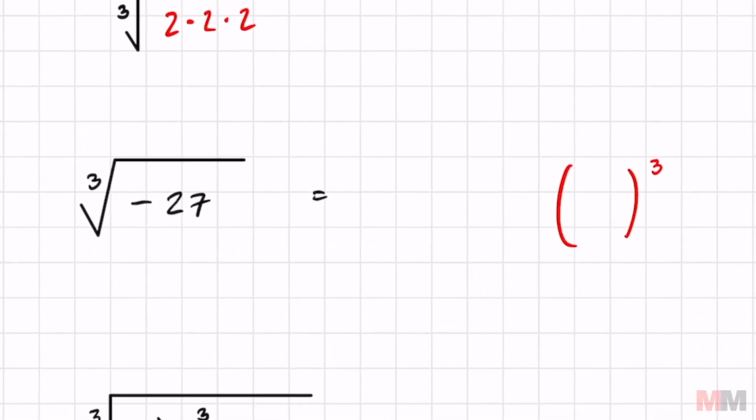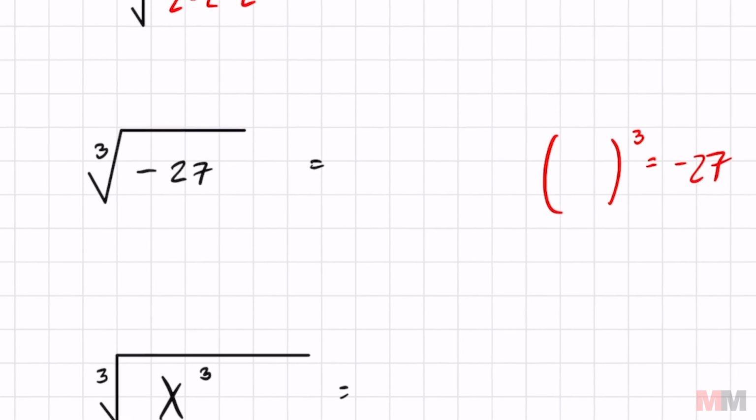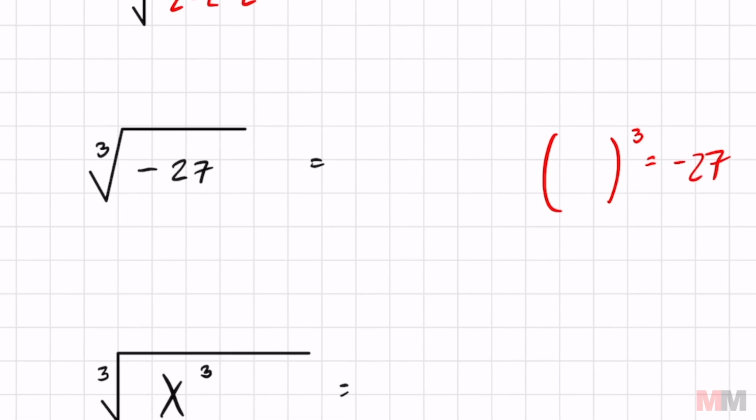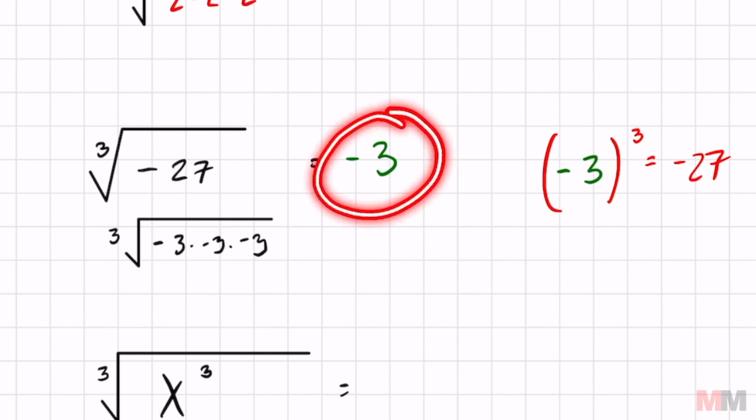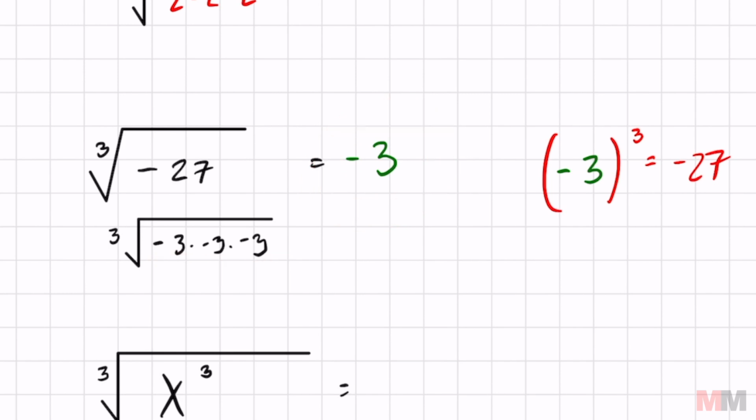What to the third power gets me negative 27? And that one, you've got to think about it a little bit. That will be negative 3. If I take negative 3 times negative 3 times negative 3, any 3 of a kind that I'm multiplying together and they're the same thing, it's just going to be whatever that is that I'm multiplying 3 times. That is how you take it out of the cube root.